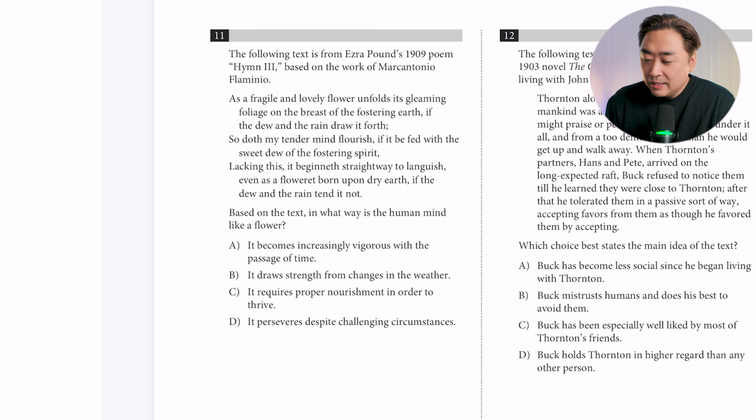So now we go to 11. It says that the story is based on the work of Marcantonio Flaminio. Does that matter? Not really. Let's start. As a fragile and lovely flower unfolds its gleaming foliage on the breast of the fostering earth. Okay, so we know it's positive, right? And then we're talking about nature, right? It seems like it's the flower and then its gleaming foliage and then you're growing and being fostered. But it's pretty cool.